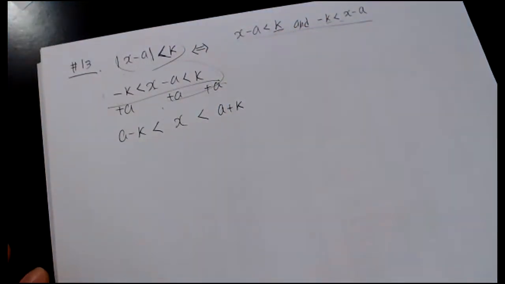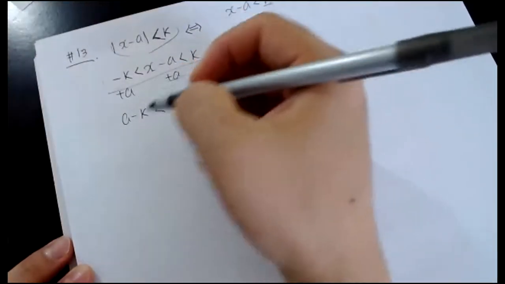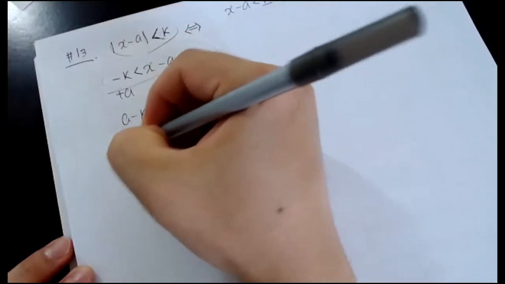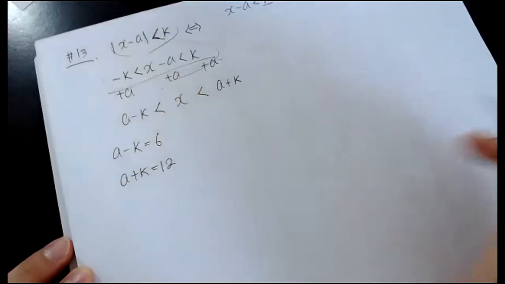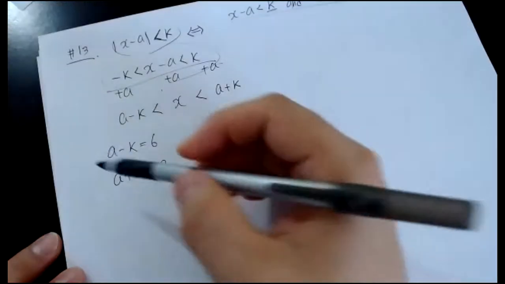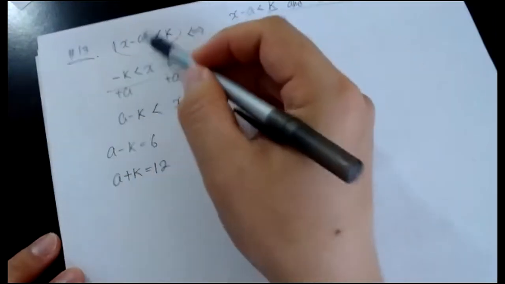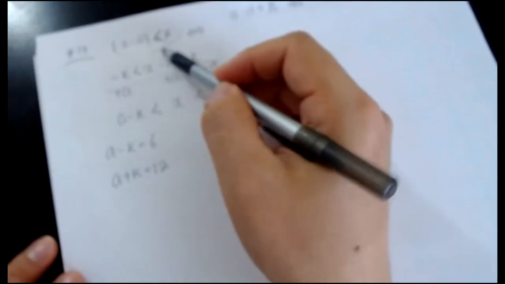Now let's figure out a and k such that a minus k is 6 and a plus k is 12. If there exist such a and k, then yes, an inequality of that form, absolute value of x minus a less than k, has the solution x in (6, 12), right?